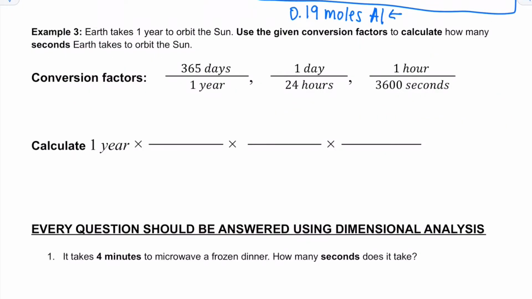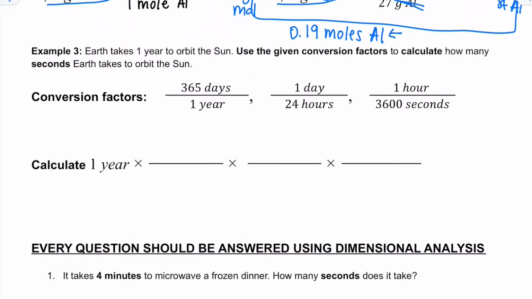Let's look at number 3. Earth takes 1 year to orbit the sun. Use the given conversion factors to calculate how many seconds the Earth takes to orbit the sun. Now we're adding on more conversion factors. Unlike proportional reasoning, where you have to set up multiple separate proportions to do something like this, in dimensional analysis, they just stack up next to each other. Another positive to using dimensional analysis.